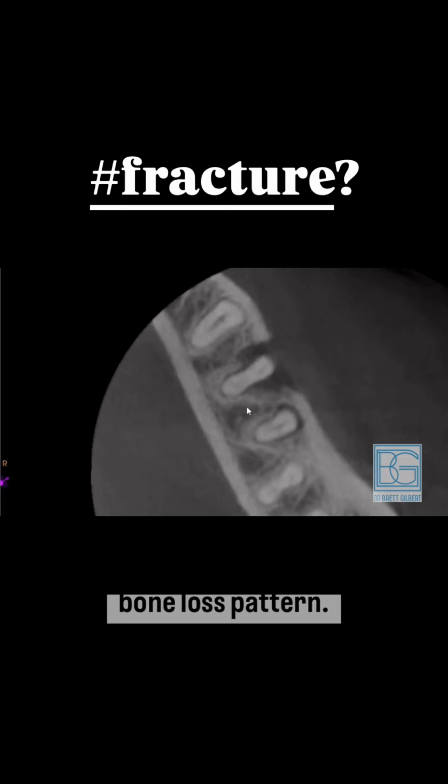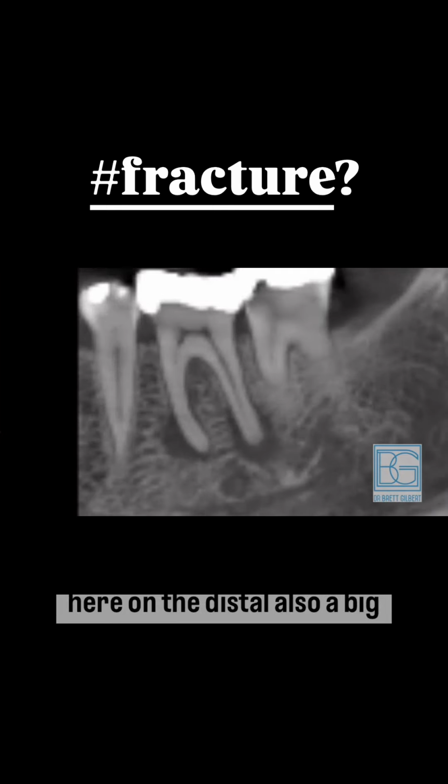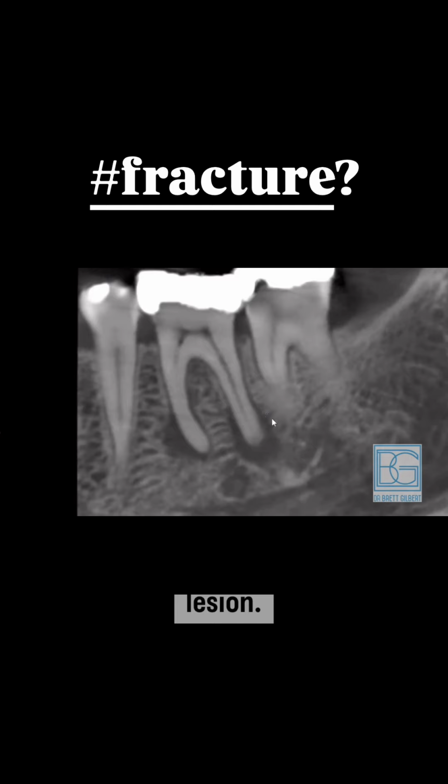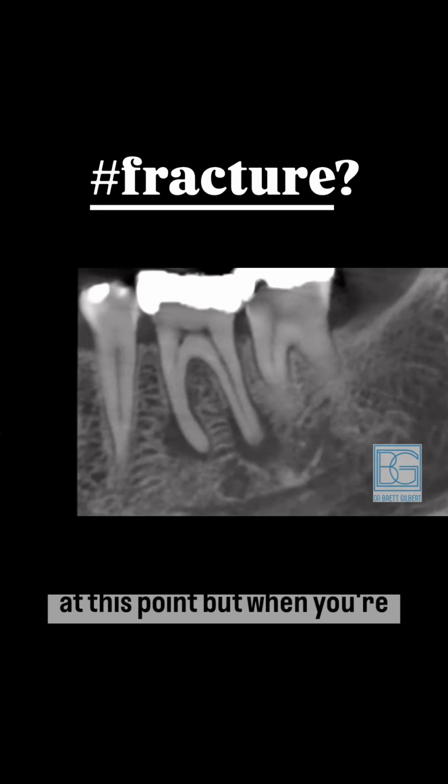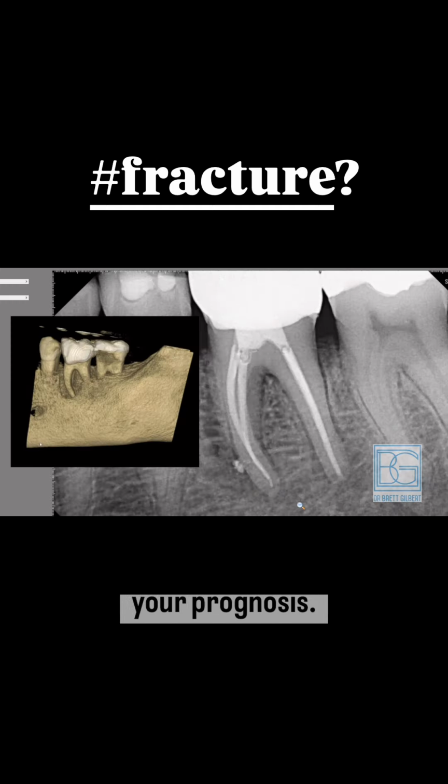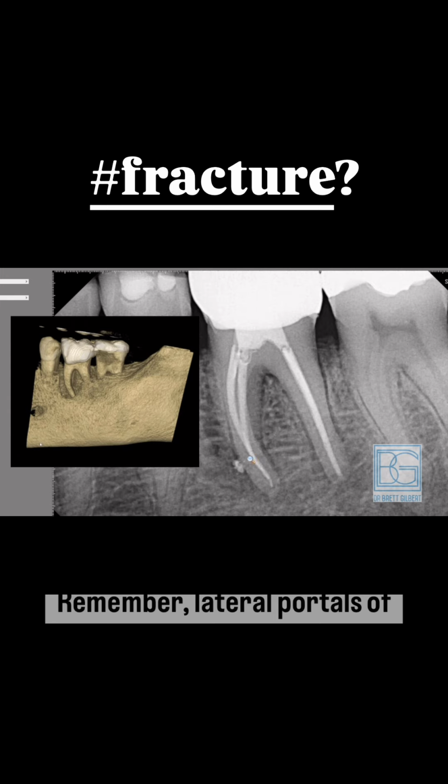And what we're starting to see here is the potential that there is a lateral portal of exit, and that's actually where the necrotic material is escaping and causing this more severe bone loss pattern. So ultimately, you can see here on the distal, also a big lesion. We're nowhere near the IAN at this point, but when you're discussing and thinking about your prognosis, remember lateral portals of exit. So look at this.